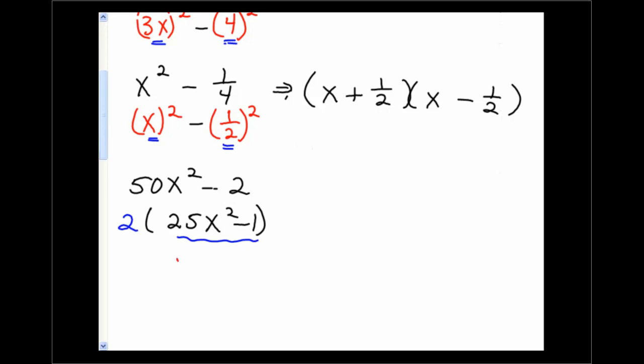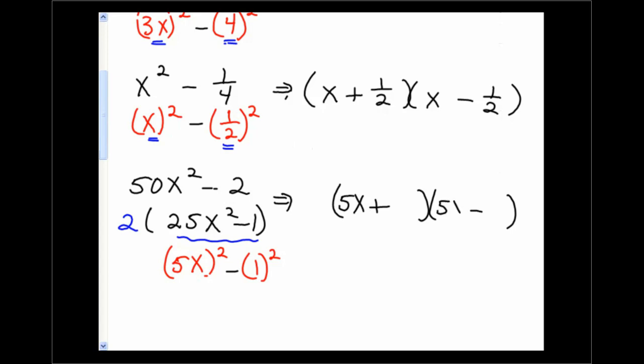So this will factor. We see 25x squared is a perfect square for 5x. 1 is a perfect square for 1. So this will factor to the two binomials, a sum and a difference. 5x will be the first term in the binomials. 1 will be the second term in the binomials. And then you don't want to forget that 2 that you factored out at the very beginning.